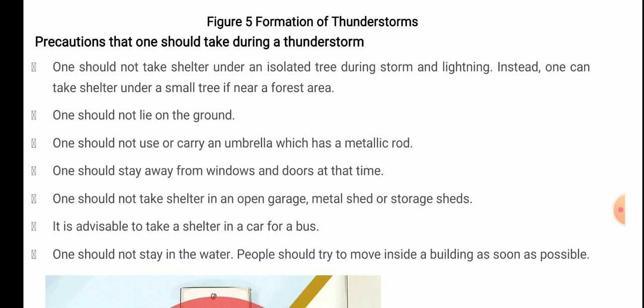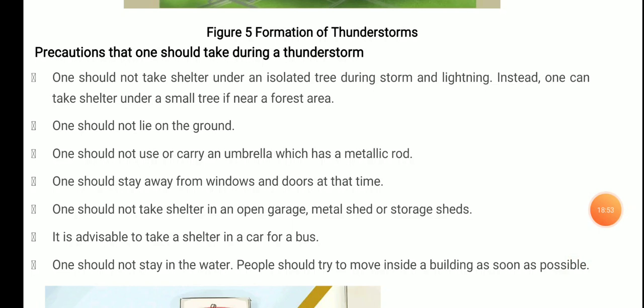Next, one should stay away from windows and doors at that time. One should not take shelter in an open garage, metal shed or storage sheds. Again the same thing: in a garage there are many metallic items, and likewise in metal sheds or storage sheds. It is advisable to take shelter in a car or a bus. One should not stay in the water. People should try to move inside a building as soon as possible.